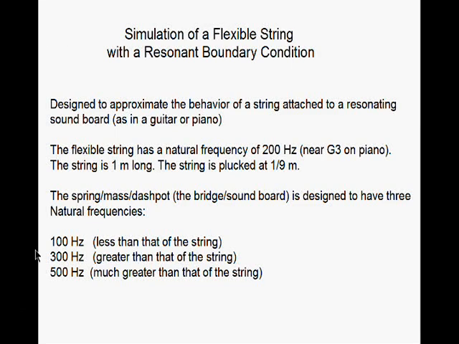Hello, we're going to simulate a flexible string with a resonant boundary condition. This is designed to approximate the behavior of a string attached to a resonating soundboard, as in a guitar or a piano. The flexible string has a natural frequency of 200 Hertz, which is near G3 on the piano. It is 1 meter long, and it is going to be plucked at 1/9 of its length.